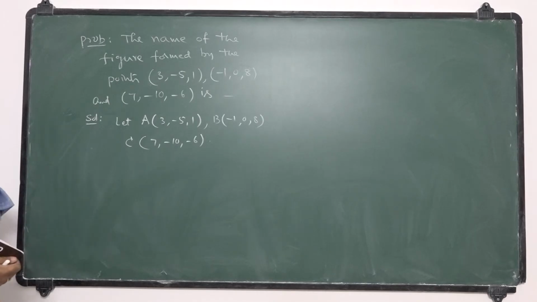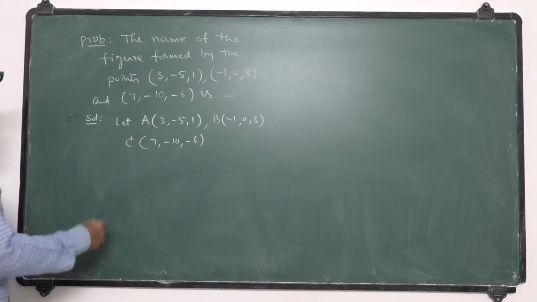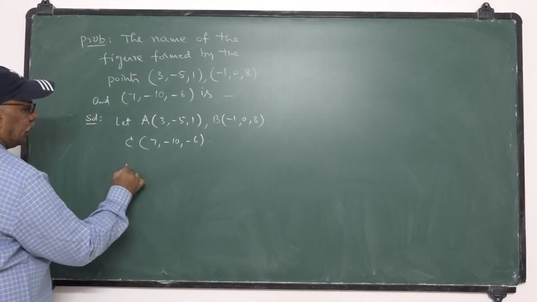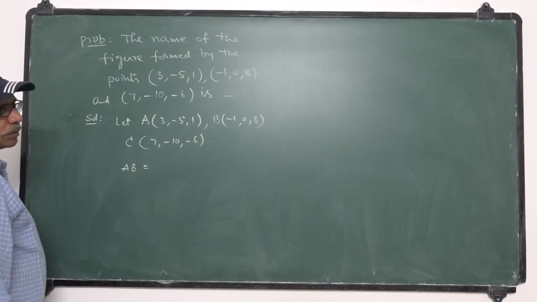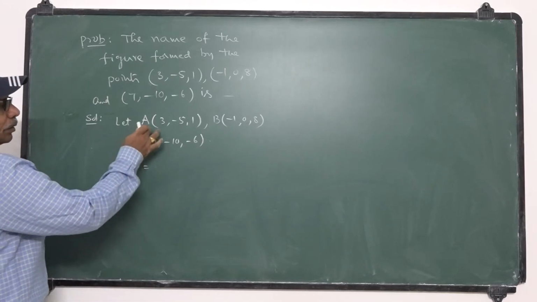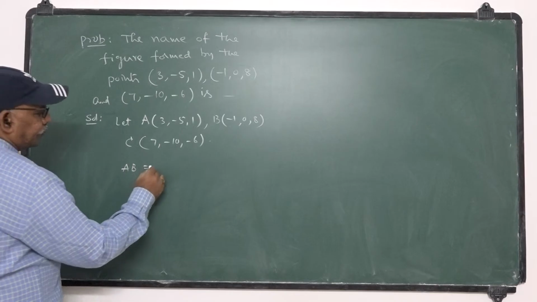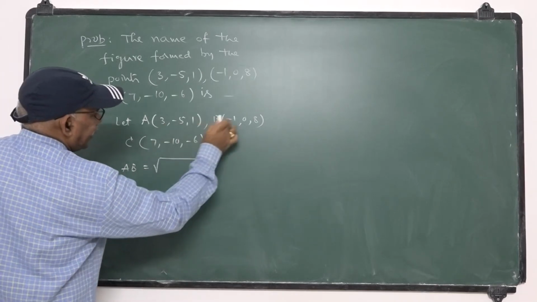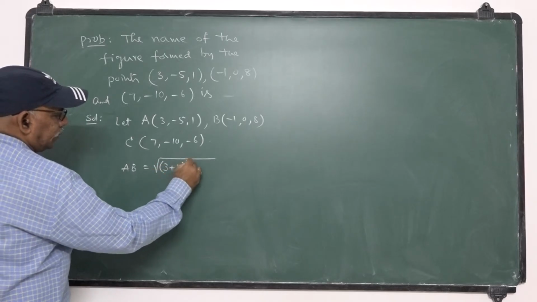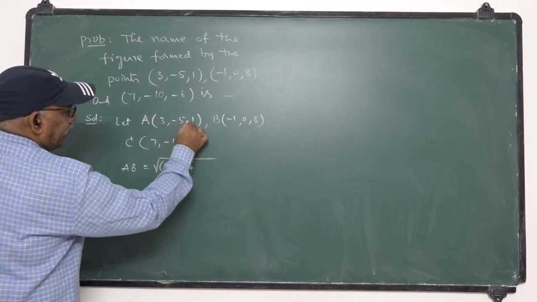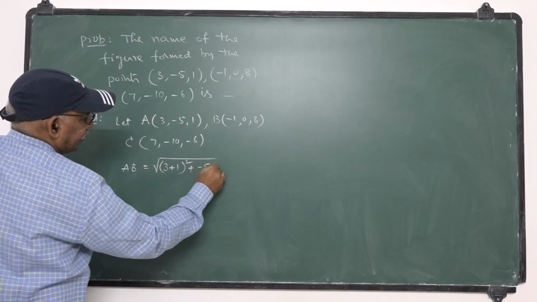The figure formed by these points is determined by the sides, or the distances from A to B, A to C, or B to C. So the distance between A and B is the square root of (3 plus 1) whole square plus (minus 5 minus 0) whole square.